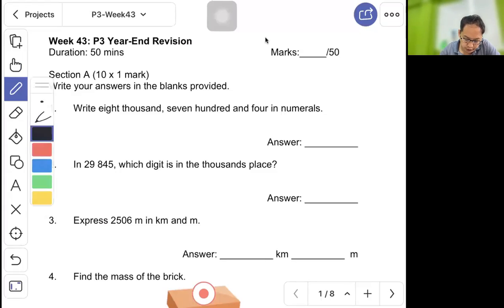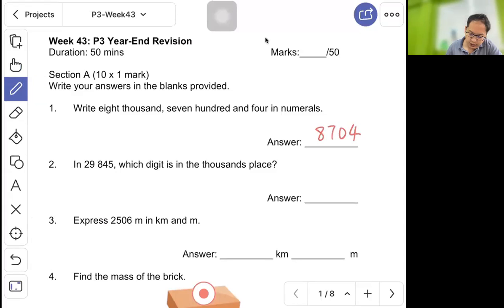So let's start with question one. Write 8,704. So this is the answer. Question two. In 29,845, which digit is in the 1,000th place? So this is the 1,000th place with digit 9.